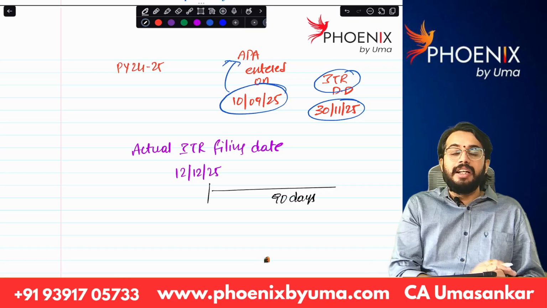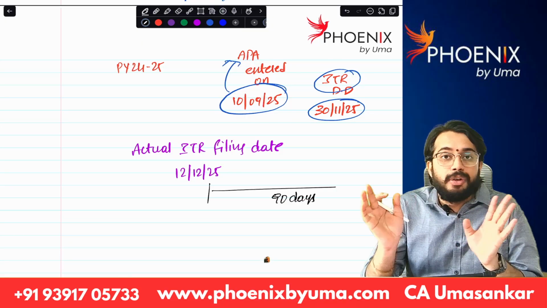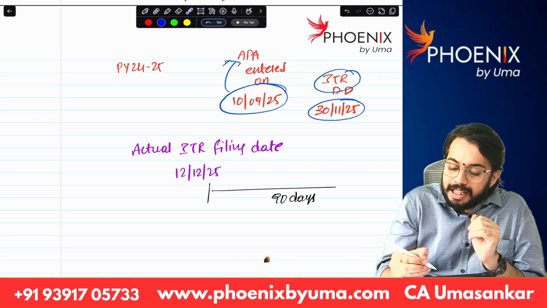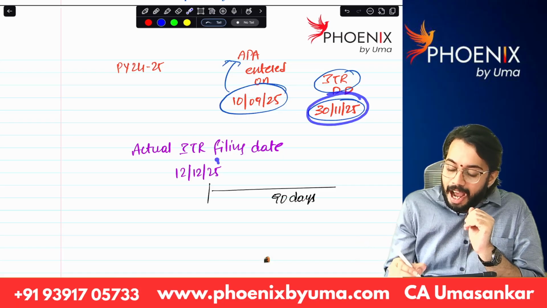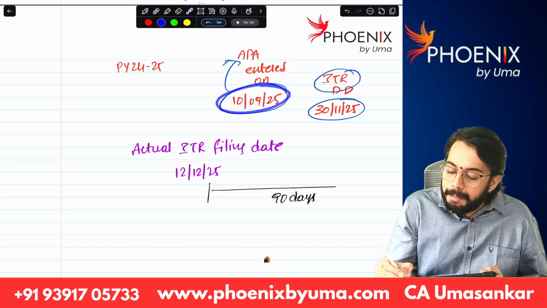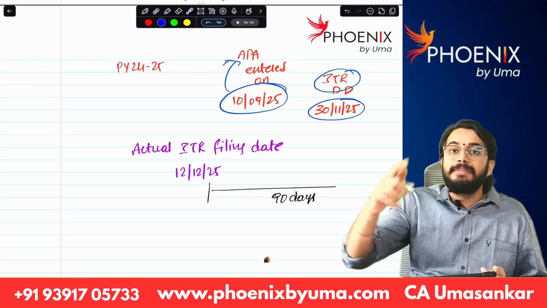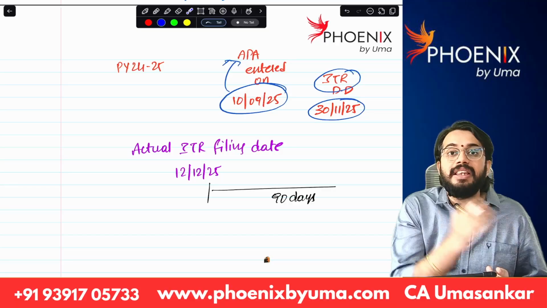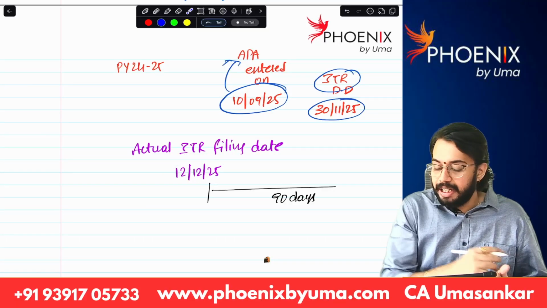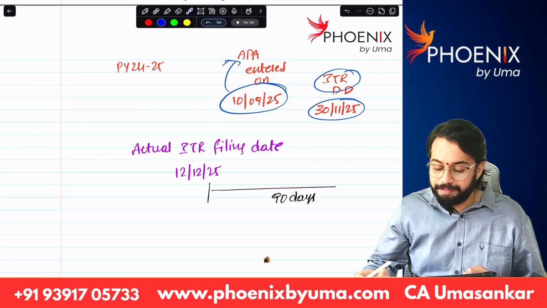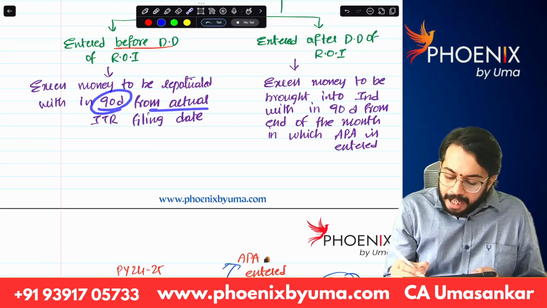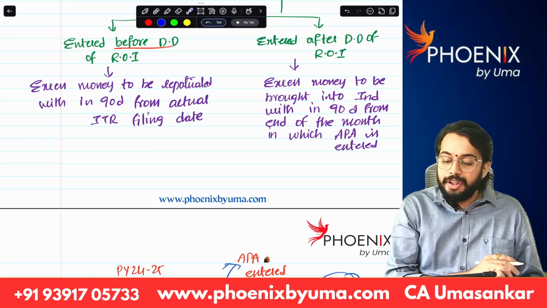Are you able to understand? See, not from the ITR due date, but from the actual date of filing ITR. ITR due date is 30th November. Actual ITR filing date is 12th December. As APA entered before the ITR due date, excess money is to be brought to India within 90 days from the actual ITR filing date. Are you able to understand? Did you understand? Good. So 90 days from the actual ITR filing date. Did you understand?